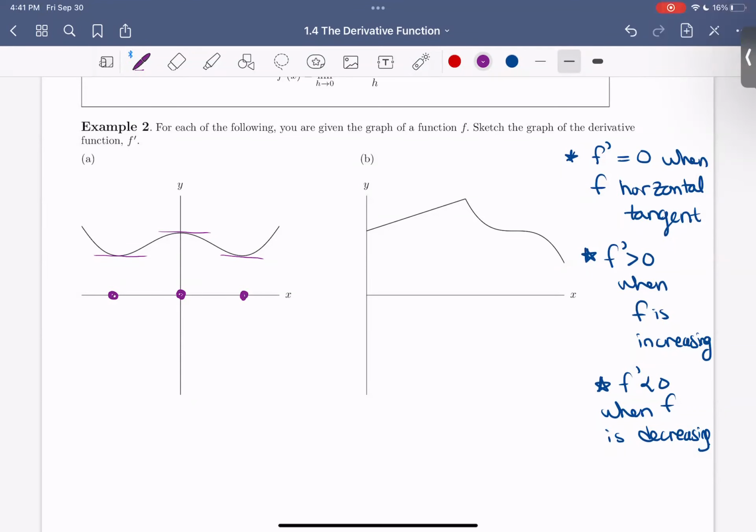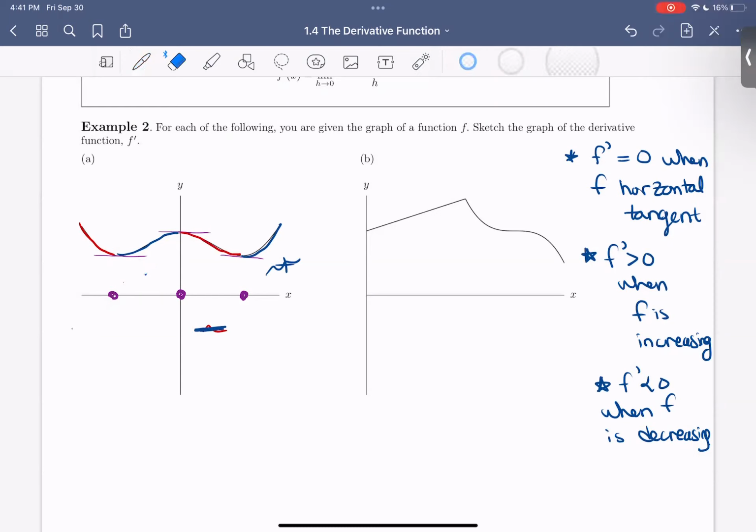Okay, so now I'm going to observe what happens in between these zeros. Well, to the left of this 0, my function is decreasing. So that means my derivative is going to be negative. To the right of the 0, my function is increasing. So that means my derivative is going to be somewhere up here in the positive. Now in the next 0, my function's decreasing, so I'm going to be down here. And to the right of the final 0, my function is increasing, so I'm going to be somewhere up here. So I need to be positive here and here, negative here and here.